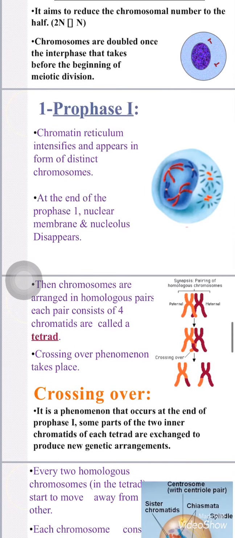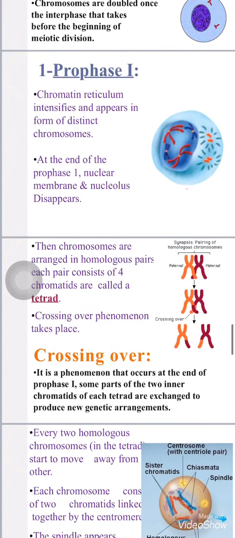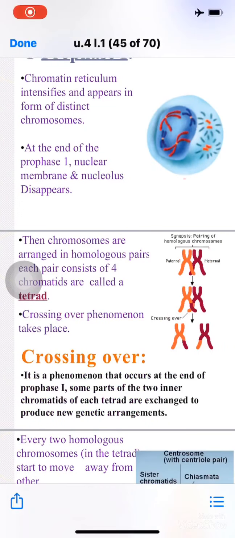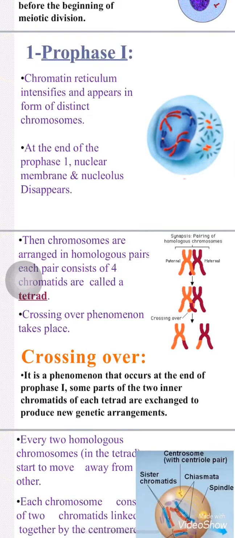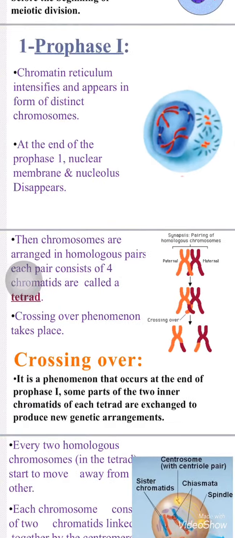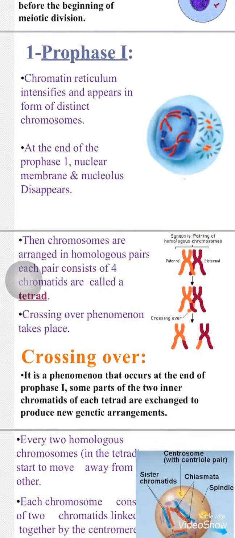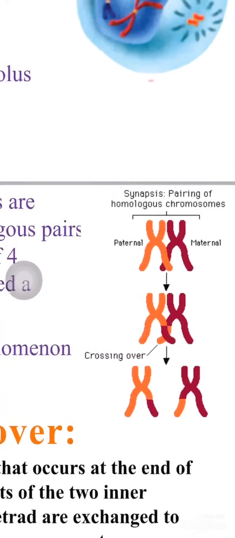They are called a tetrad. Why a tetrad? Because they contain 4 chromatids. What happens then? A new phenomenon happens here in the meiosis, in the first meiotic stage, which is called the crossing over phenomenon. What's the crossing over phenomenon? It's a phenomenon that occurs at the end of prophase 1. Okay, some parts of the 2 inner chromatids of each tetrad are exchanged to produce new genetic arrangement.